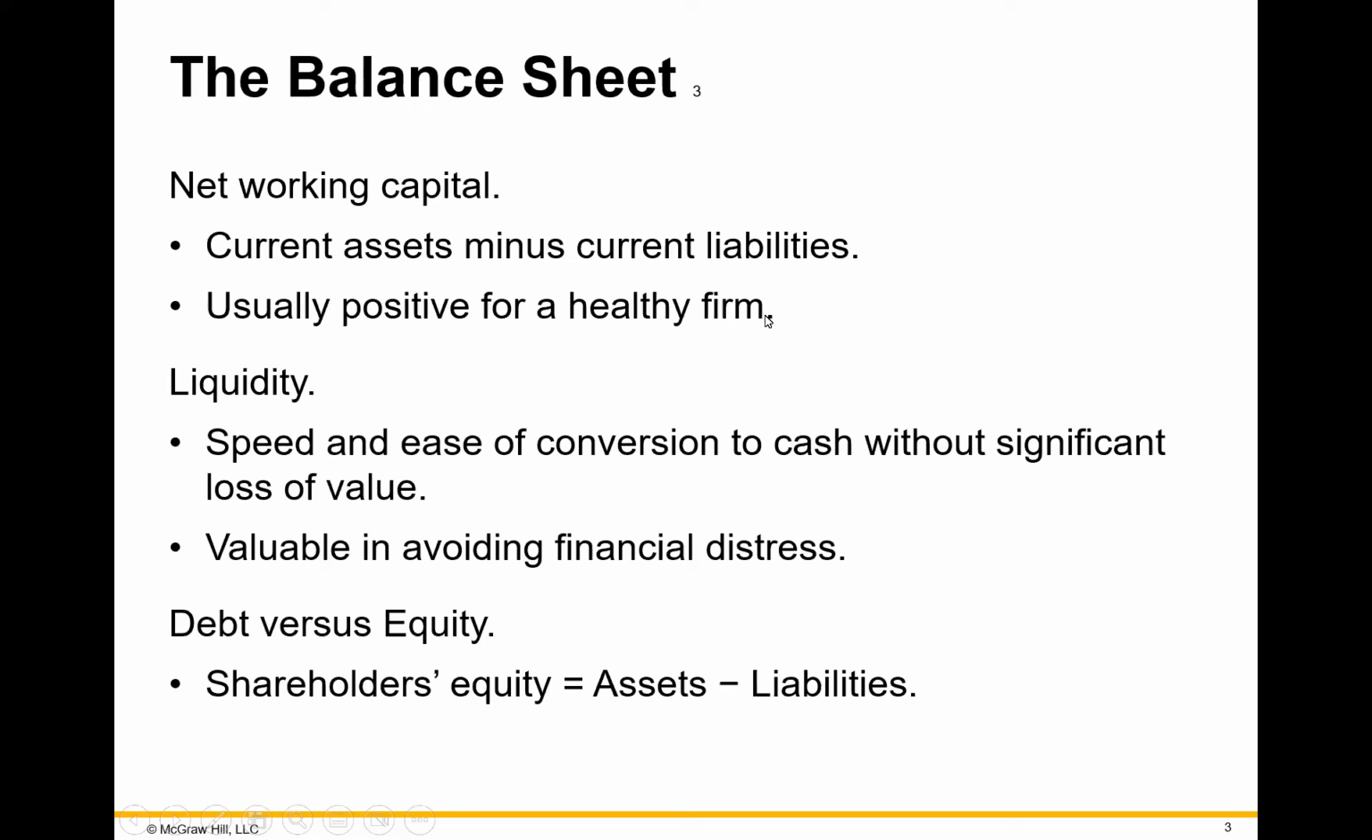A few items to talk about the balance sheet. Net working capital, as mentioned, current assets minus current liabilities, usually positive for a healthy firm. Of course, you want to have more assets than liabilities, but from time to time, and depending on the type of operations you run, it could be negative, but it doesn't mean that something really bad is going on. It could be just part of the cycle, the cash cycle of the company, many other things, but usually positive. You want to always aim for that.